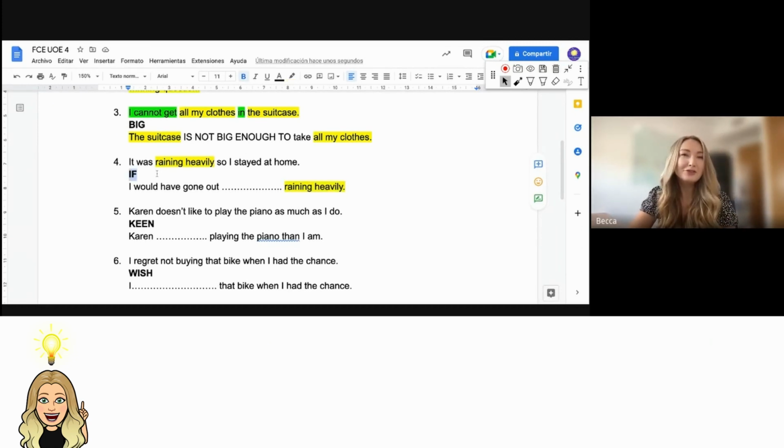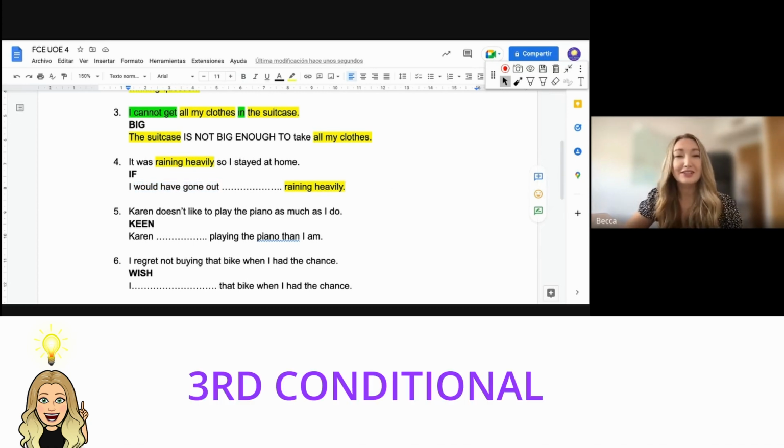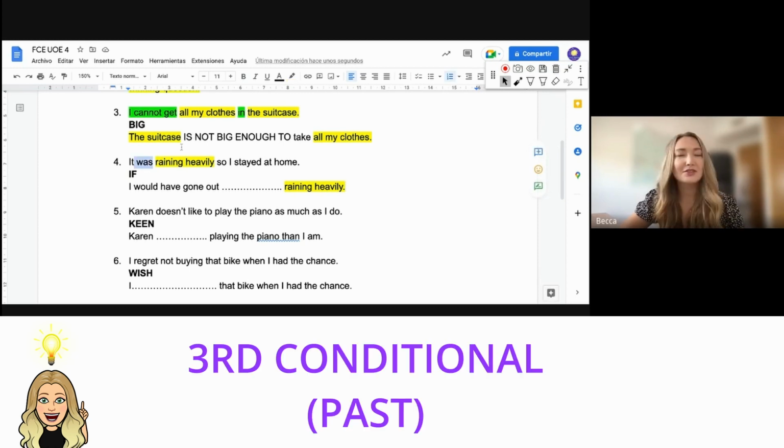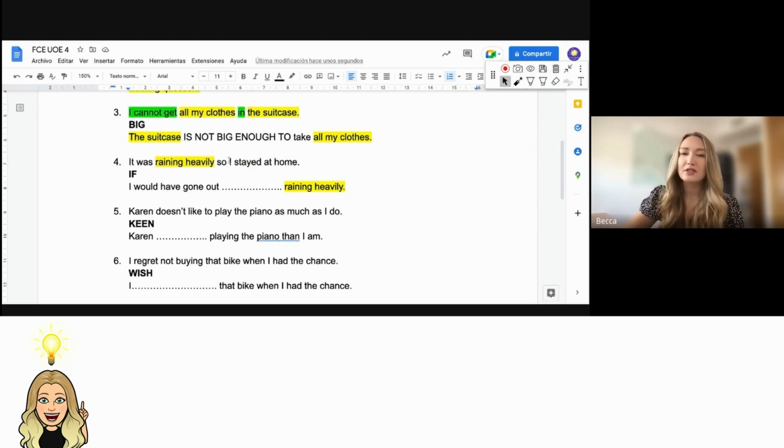The word if should ring an alarm in your brain. What type of sentence do we need if we're using the word if? A conditional, exactly. So let's take a look at the second sentence. We have, I would have gone out, right? What tense is this? What conditional? Are we looking at a first, second, or third conditional? What do you think? Exactly. We're looking at a third conditional because we have a past, it was raining, and we also have stayed at home, right? So this is kind of the opposite.